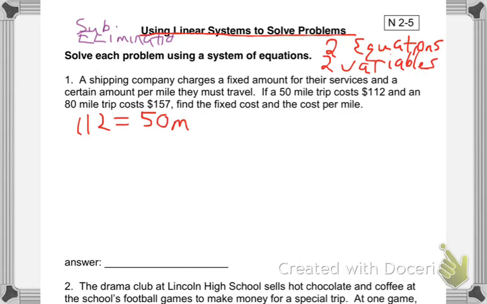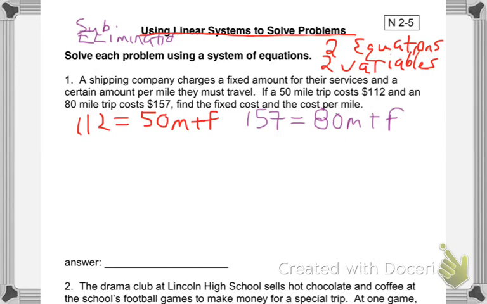And an 80-mile trip cost $157. So we have $157. Let's do this one in purple. So we have $157, and that's going to equal an 80-mile trip. And we're trying to find the fixed cost. So let's just use the letter F. Let's go back and do this in red. So we have a fixed cost, and the purple equation also has a fixed cost. And the fixed cost is going to be the same for both of them. So we're trying to figure out the fixed cost and the mileage cost, which is the variable m.